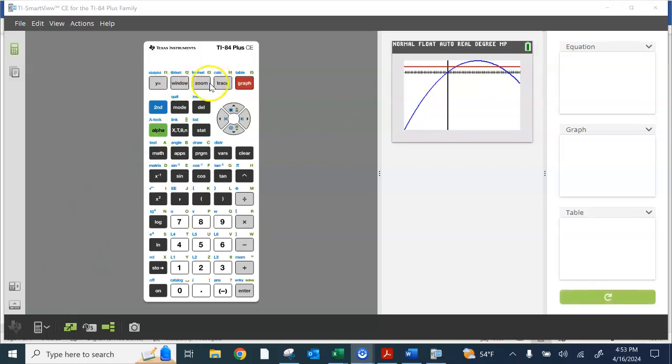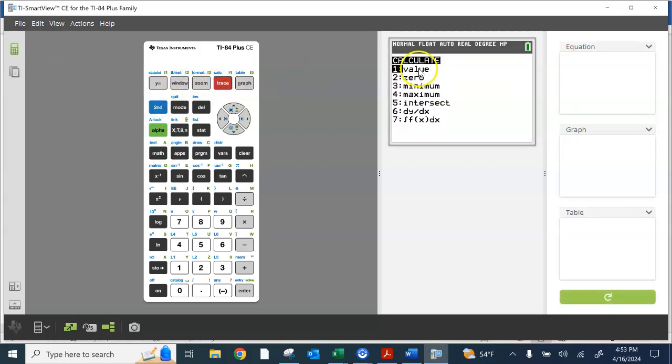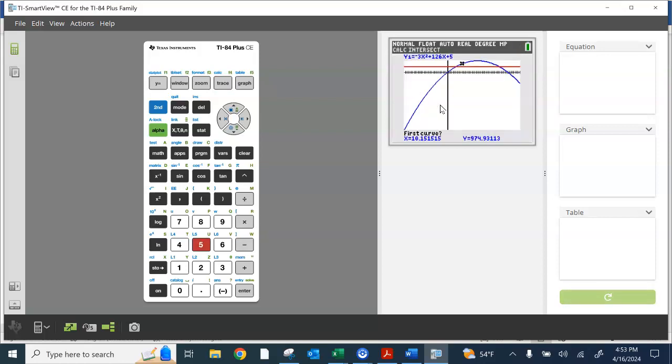Well, we're going to go back to second, calc, and pull up that menu here. Now, what we care about is finding the point of intersection. We want to know when that red line has an intersection with the quadratic function we came up with. That's 5. So I'm going to press 5. And now we need to get this point over here. Remember, it's on the descent on the way down.